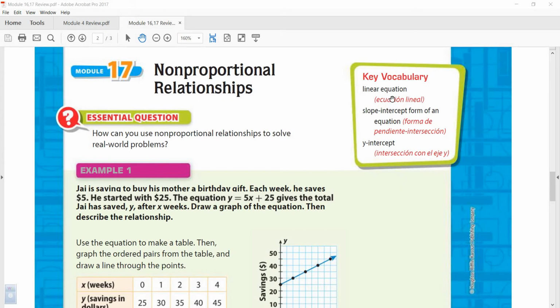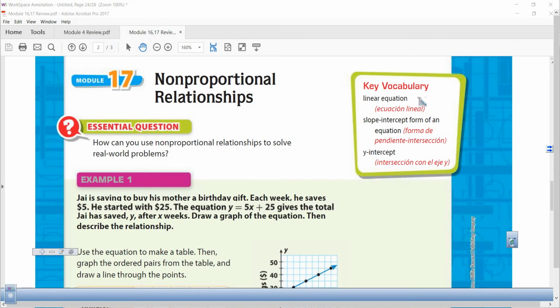All right, so if we look at the vocabulary here, we have a linear equation, which is an equation of something that when graphed makes a line, and we can recognize a linear equation in that it can be written as y equals mx plus b, and we refer to that as the slope-intercept form of a linear equation because m is the slope and b is the y-intercept, right? Y equals mx plus b.